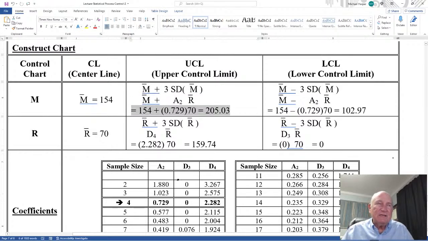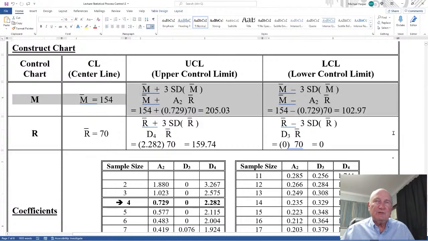And so these tables down here will be given, okay? And then the lower control limit is the same numbers, except we change the plus to a minus sign. Same logic. So there's our upper control limit. There's a lower control limit with a center line. So there's our M chart right there. Okay. Now the R chart.